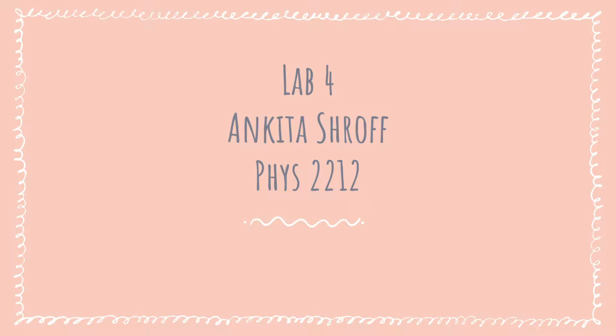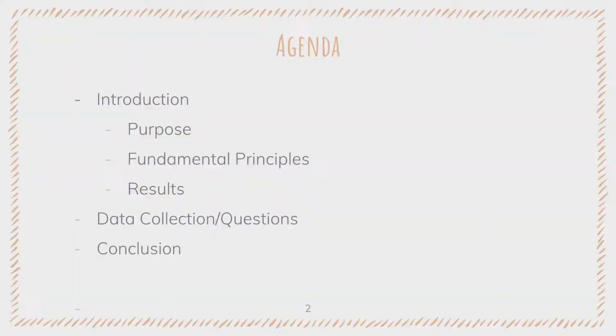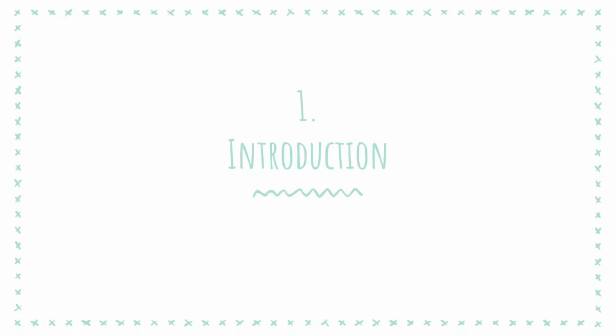Today we will be studying the way circuit elements such as capacitors, resistors, batteries, light bulbs, and more interact with each other in a typical RC circuit. I will begin with a short introduction covering the purpose of the lab, the fundamental principles applied, and the results found, and then go into the data collection and questions portion, before ending with a conclusion. So, beginning with the introduction.